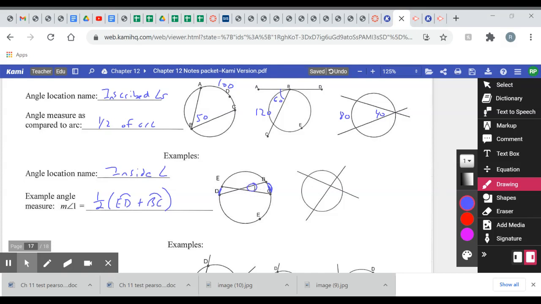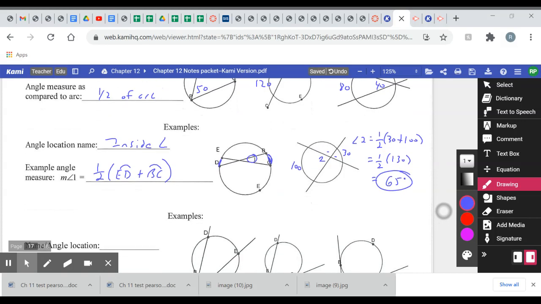If we look at an example off to the side, say we wanted to figure out what angle 2 is, and we knew this little arc was 30 and this arc over here was 100, then I could say angle 2 is equal to 1/2 of 30 plus 100, which gives me 1/2 of 130, which gives me 65 degrees. And if I find out what angle 2 is, I could always figure out the angle right beside it by subtracting from 180. I also know that the angle across from it would be the same as angle 2 because they're vertical angles.